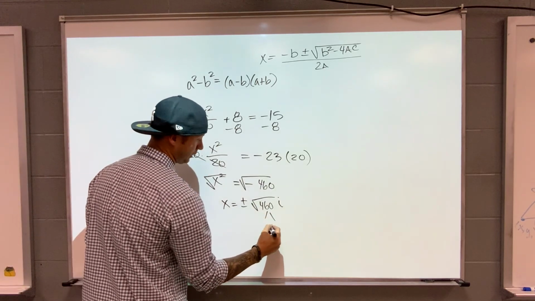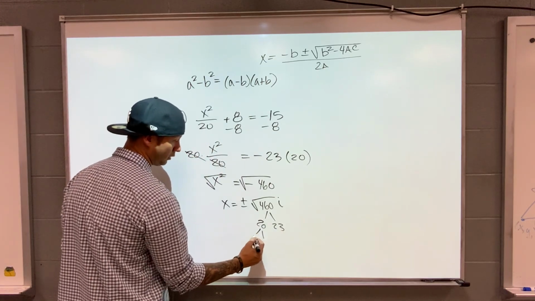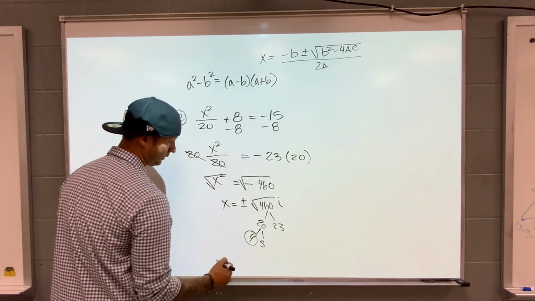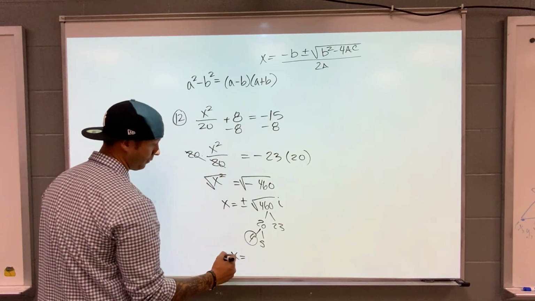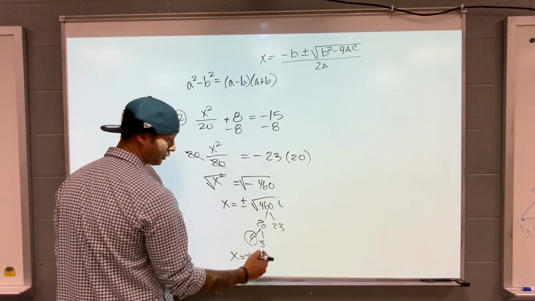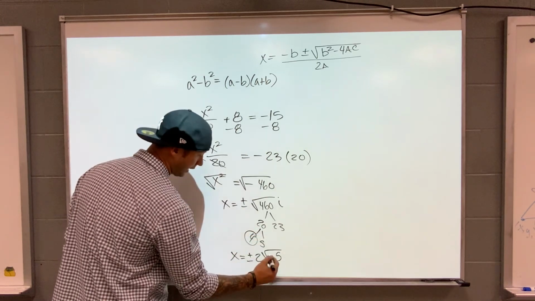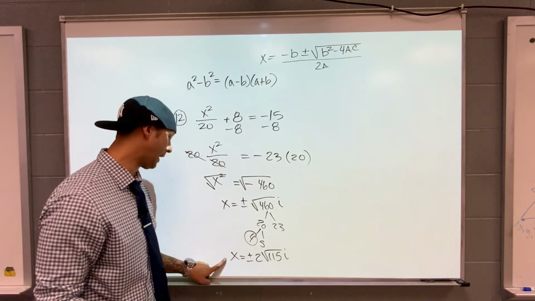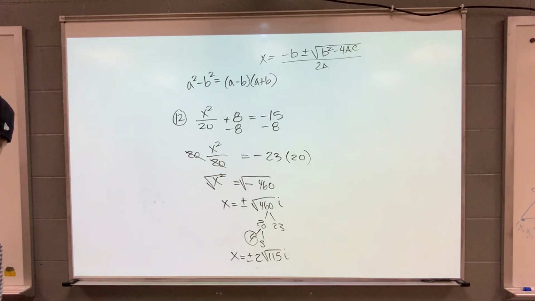This can be simplified. So 20 and 23. 23 is prime. So 4 and 5. So I could pull out a 2, basically. So final answer, x is equal to plus or minus 2 and the product of 5 and 23. So 5 times 23 is 115. So root 115 i. X is equal to plus or minus 2 root 115 i. Those are the two roots.